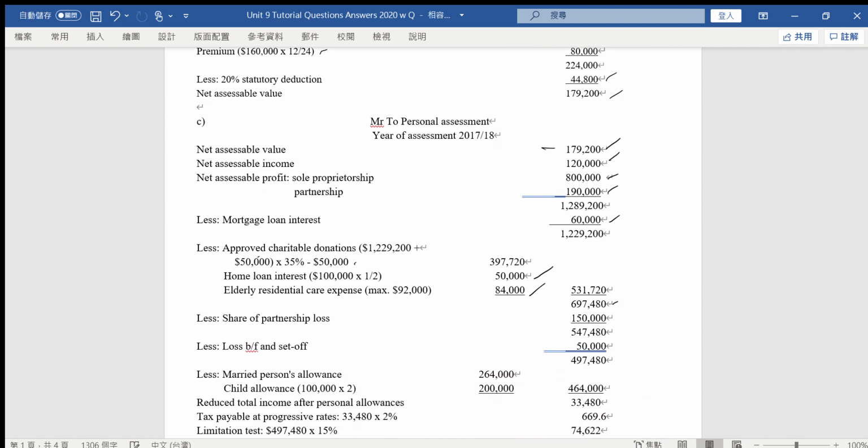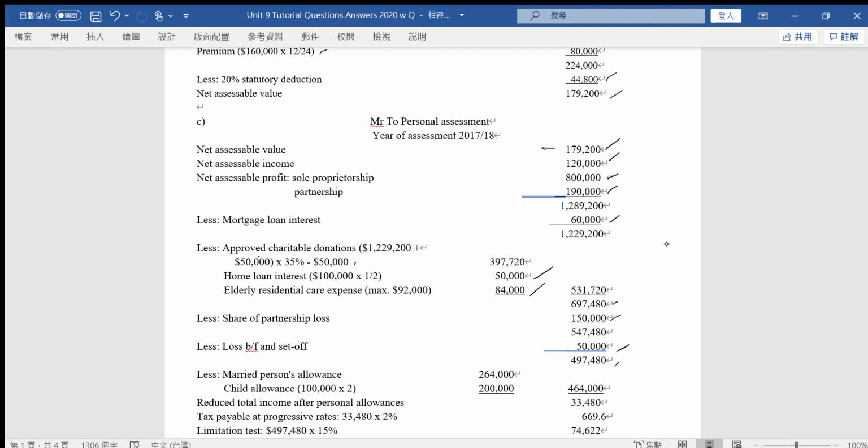Then he also shares the profit and loss of the other partnership, the partnership loss, and that will be 150,000, item 4. And then there is also one other business loss being brought forward, 50,000. Then we can work out the net assessable income. That figure will be used to calculate the standard rate.